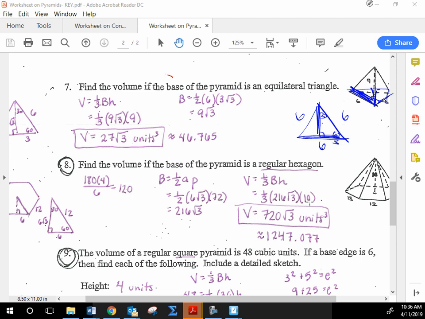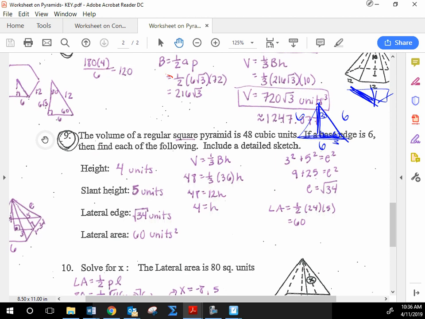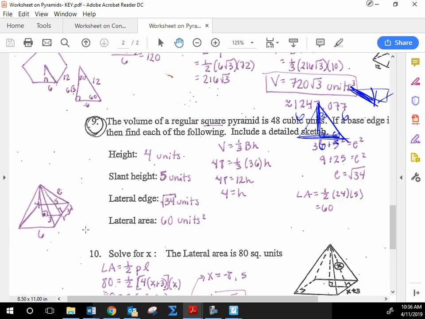For number 9, I don't get where you find the lateral edge. So in our pyramids, we have 2 right triangles that we work with. We have the height with our slant height. So I have my height and the slant height. And then we also have my slant height with the edge, my slant height and the lateral edge. So first, they told us that our base edge was 6, so that meant that this would be 3. And our base edge over here, still 6, so this would be 3.